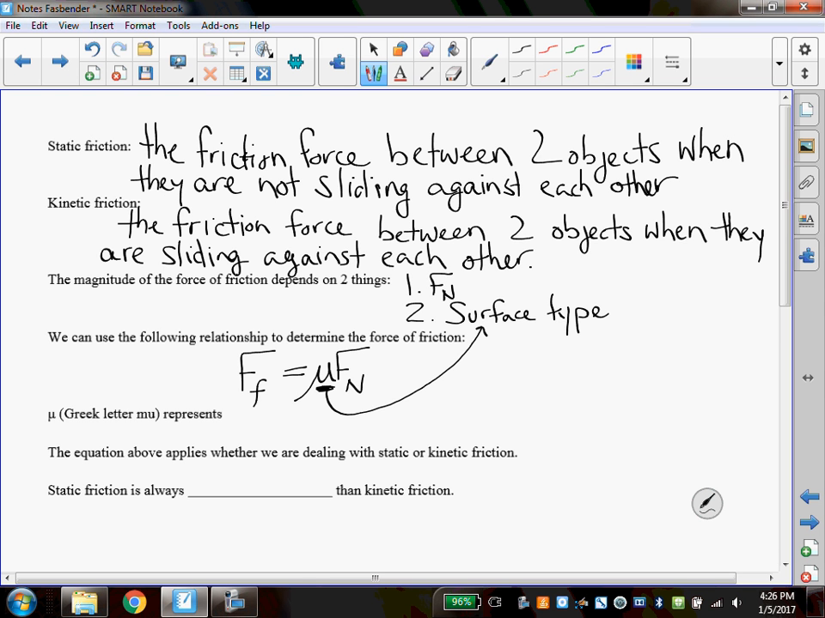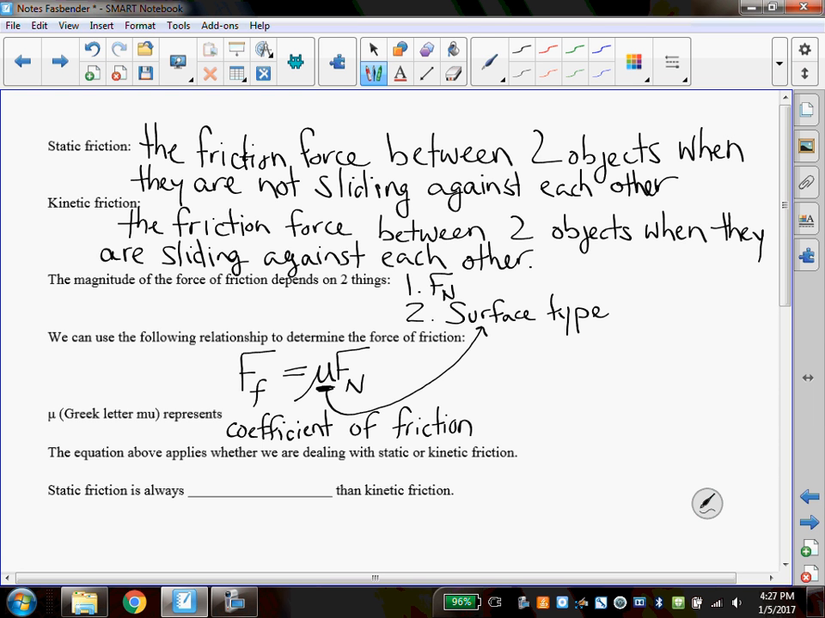So let's remind ourselves what that mu represents. It represents the coefficient of friction. So F_f equals mu F_n. It applies whether we are talking about static friction or we are talking about kinetic friction. So this is great. We have one equation that we need to know for two different situations. That's wonderful. We love that.